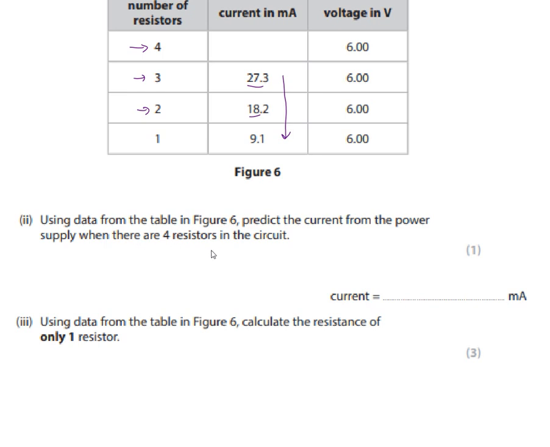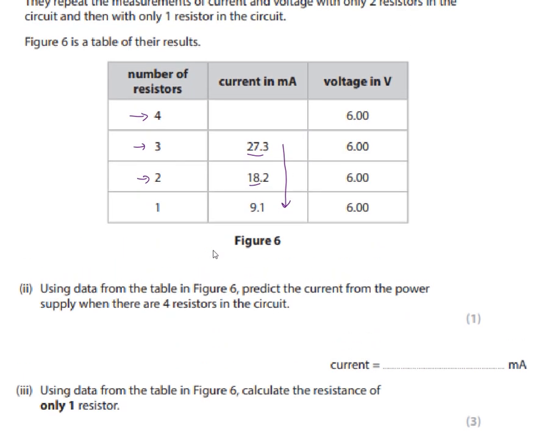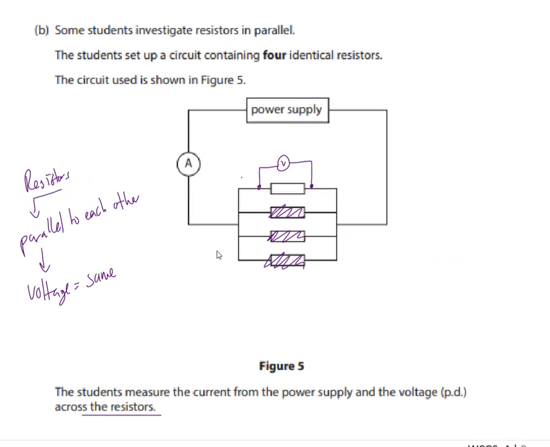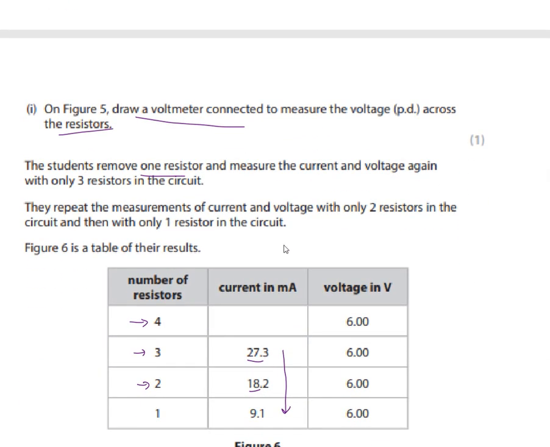Now the question is: predict the current from the power supply when there are four resistors. Predict the current when there are 4 resistors. Now, so the current is what? You can actually see that the current is going down. So why?